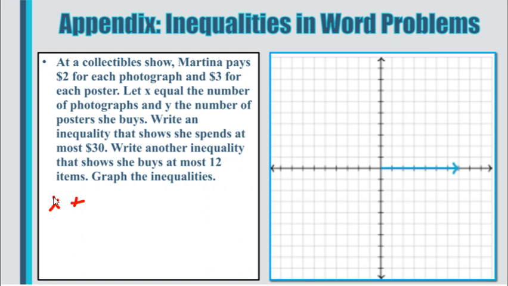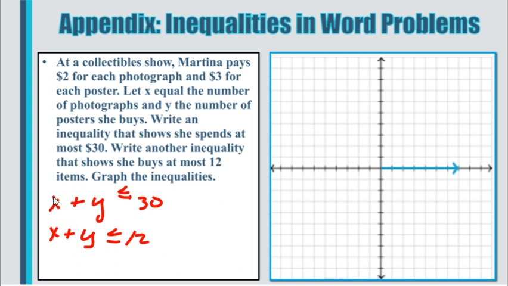So 2x plus 3y has to be at most 30, so no more than 30. So it can equal 30, but no more. Write another one that shows that she buys at most 12 items. So x plus y is at most, no more than, 12.